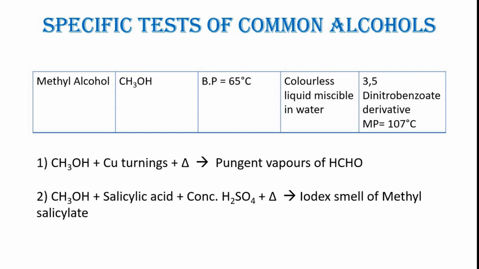Specific tests of common alcohols. First test is of methyl alcohol. Take methyl alcohol in a dry test tube and add copper turnings to it and heat. Pungent vapors of formaldehyde are produced.